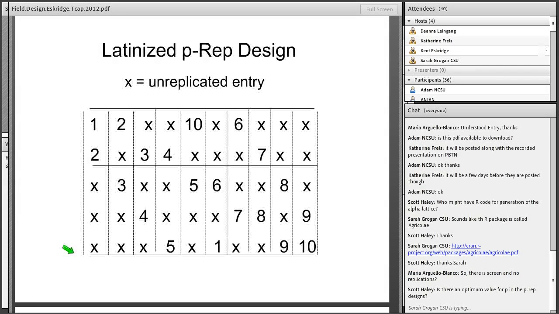Do you have a question there? Is there an optimum value for P? Well, that's a good question. I don't know.